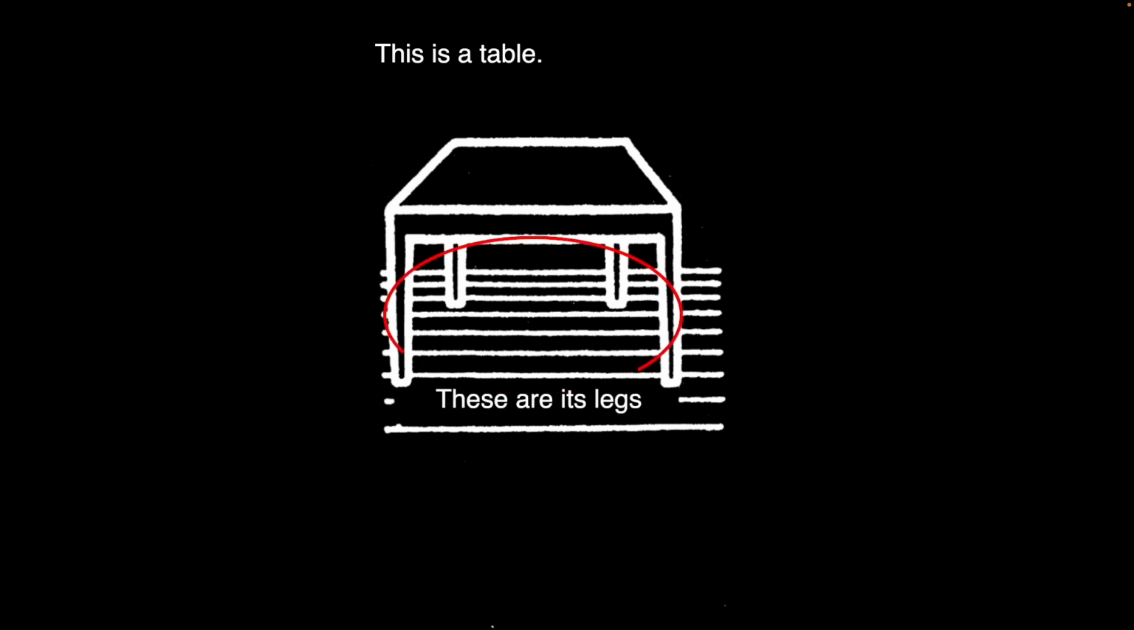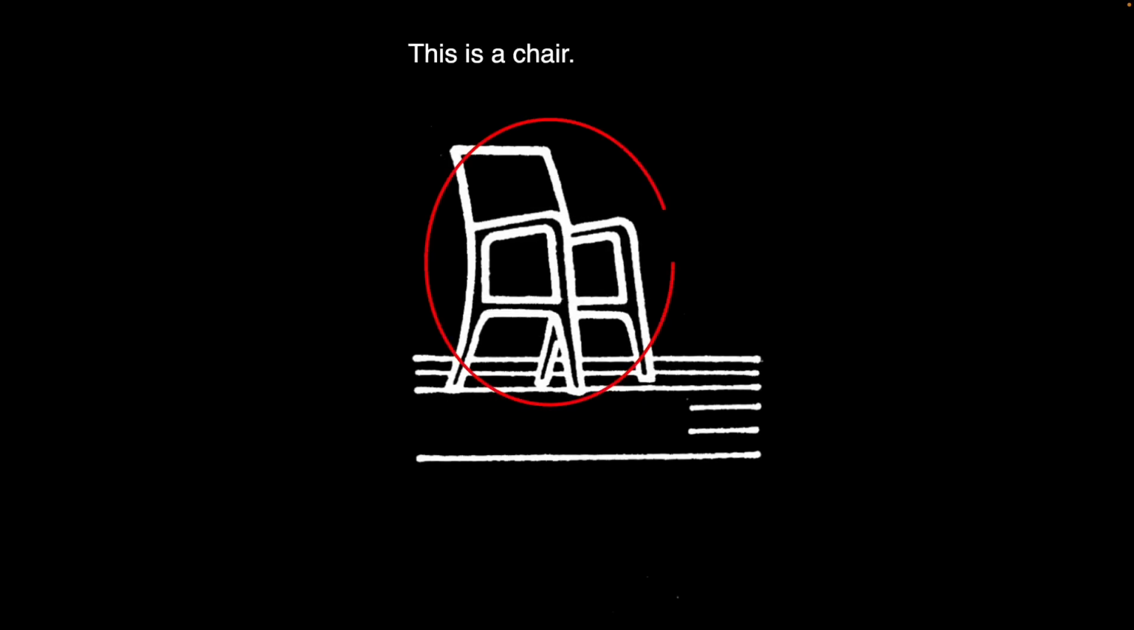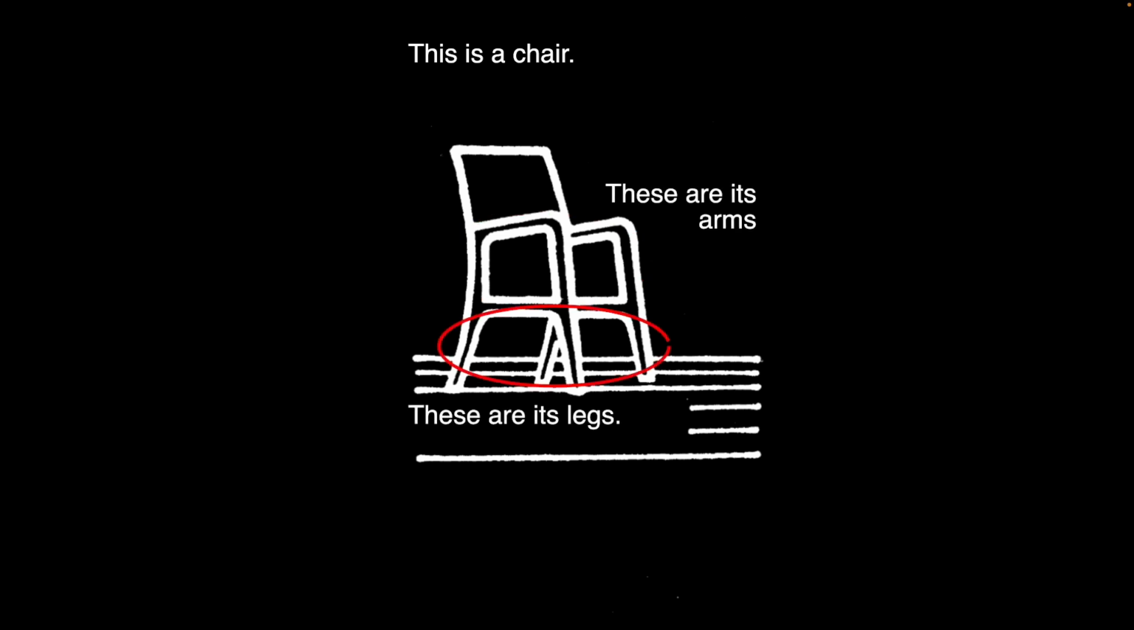These are its legs. Its feet are on the floor. This is a chair. These are its arms. These are its legs. Its feet are on the floor.